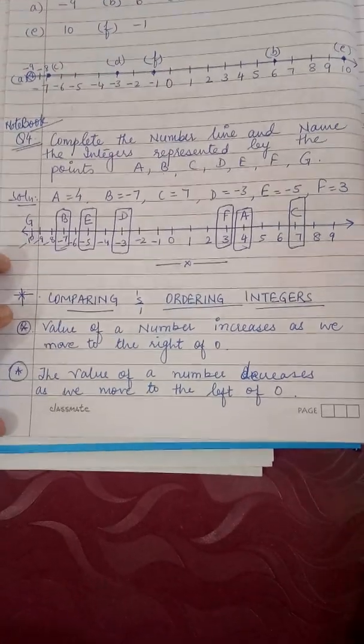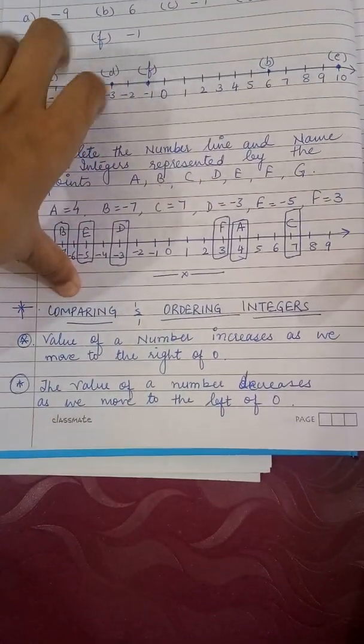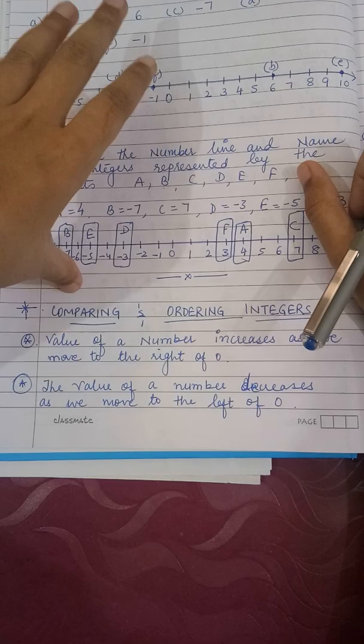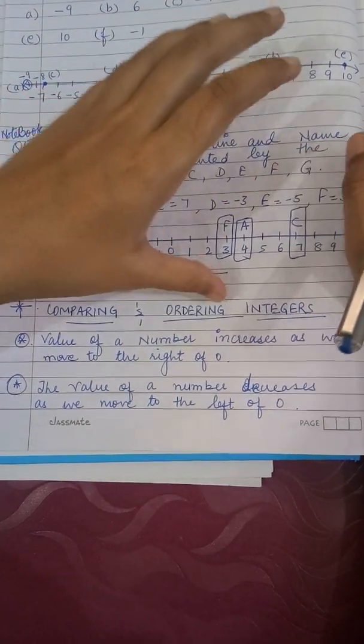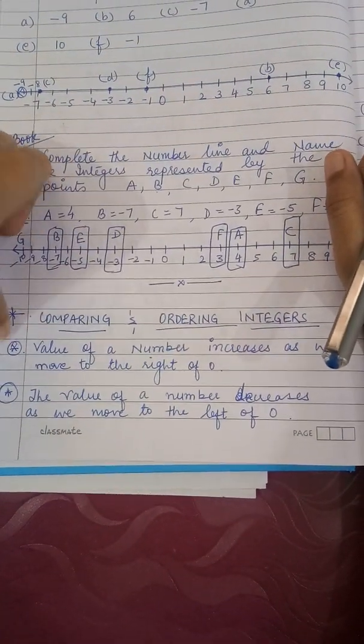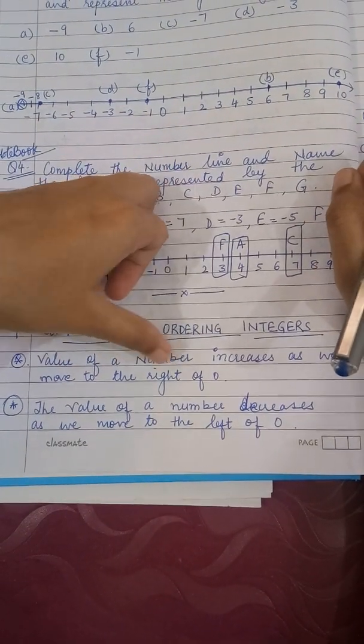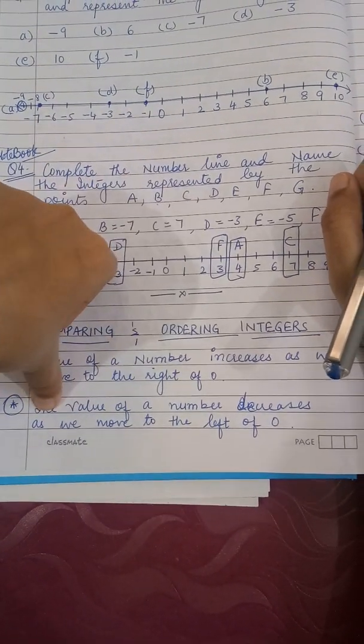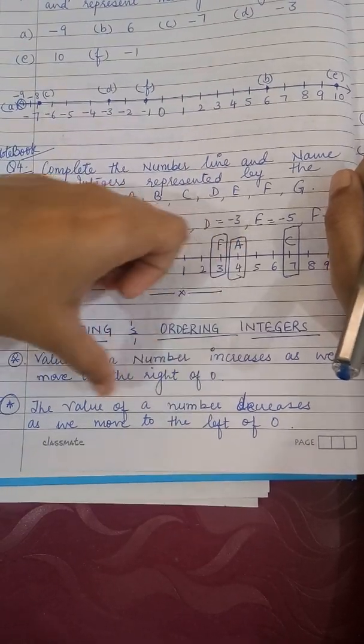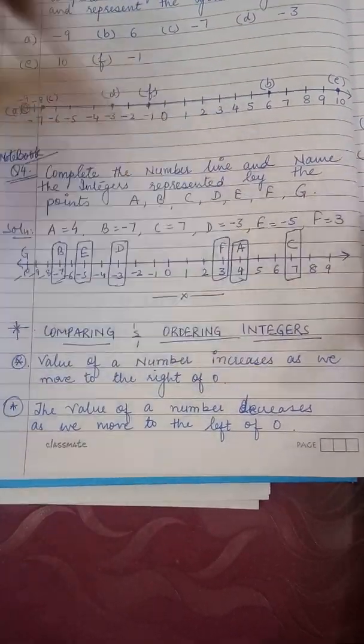Hi everyone. Now we are going to start with the next topic, and this topic is of exercise 3.2, comparing and ordering integers. Now there are two rules in this topic. The first is the value of a number increases as we move to the right of 0, and the second rule is the value of a number decreases as we move to the left of 0 on the number line.